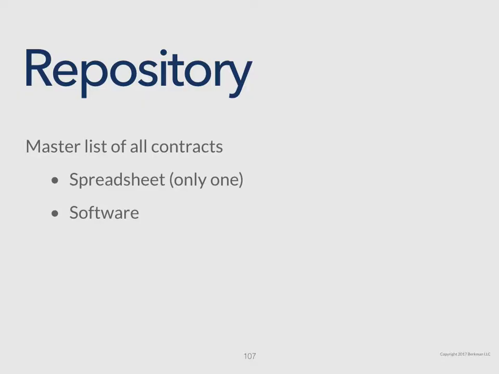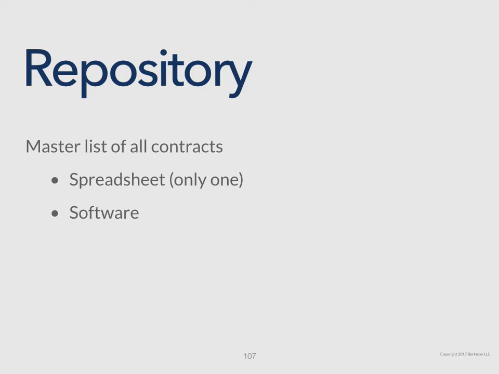The way to think about a contract repository is that it is simply a master list of all of the contracts. So if it were in a spreadsheet, for example, it would be one spreadsheet with every contract in it and all the associated metadata. Now that spreadsheet is going to be difficult to use for many organizations and may not have all of the features that we need in a contract management system, but the way to think about it is one list.